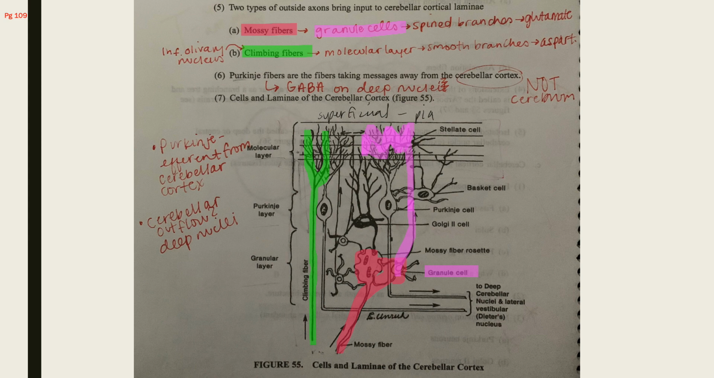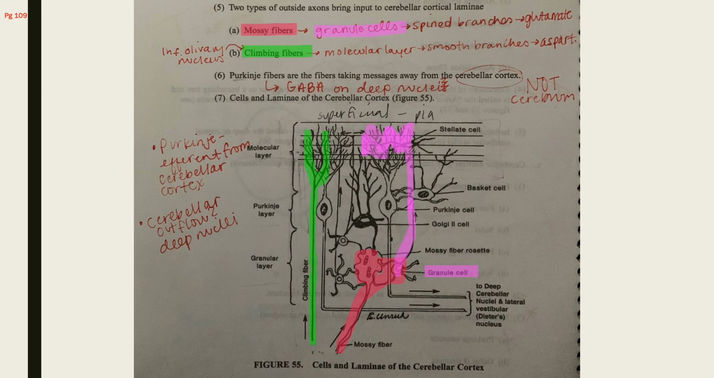The other way is a little bit simpler. We just have our climbing fibers that I highlighted in green, and they just go straight up to the molecular layer. So the climbing fibers don't stop, whereas the mossy fibers don't make it all the way up to the molecular layer. They synapse on the granule cells, which then go to the molecular layer. The climbing fibers synapse in the molecular layer on smooth branches of Purkinje cells, and they're going to release aspartate.